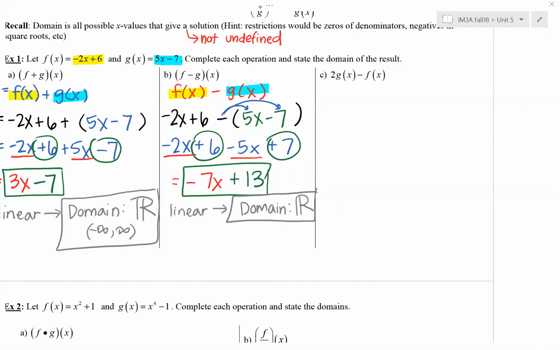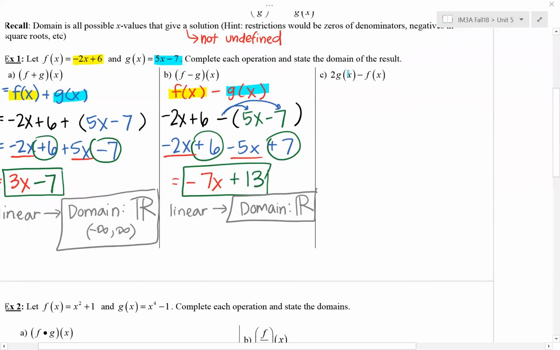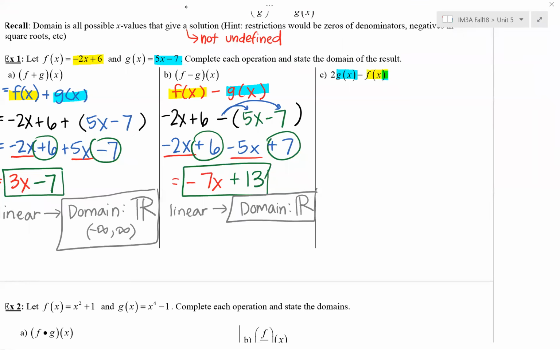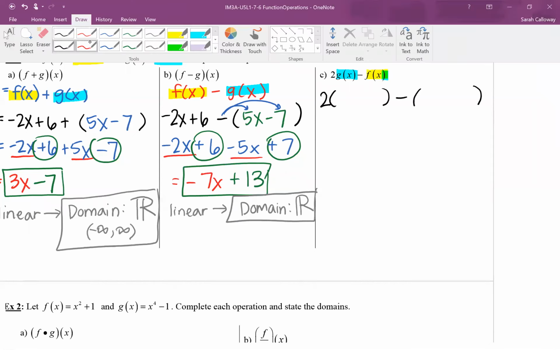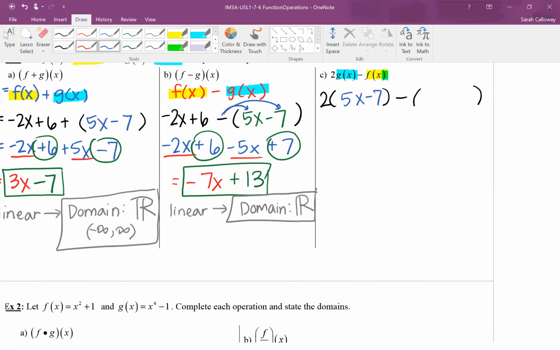For C, it looks a little different, and it ultimately kind of looks like just an expression that we would plug into, and that's really what's happening. So our g of x is being multiplied by 2, and then our f of x is being subtracted. So we're really just taking those two functions and plugging them into this expression. So we have 2 times our g of x minus our f of x. So we're going to replace that whole function with our g, which was 5x minus 7, and with our f, which was negative 2x plus 6.